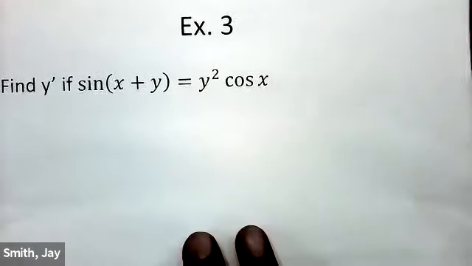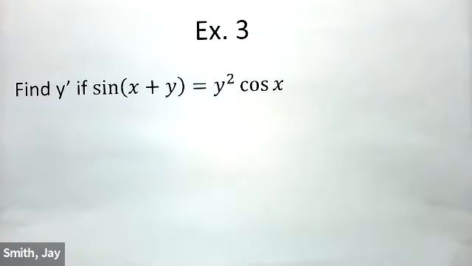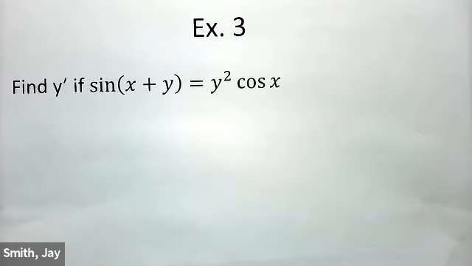All right, so in example 3, more of the same, still dealing with implicit differentiation. Example 3, we're asked to find y prime if the sine of x plus y is equal to y squared times the cosine of x.